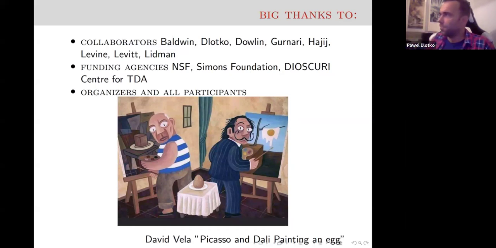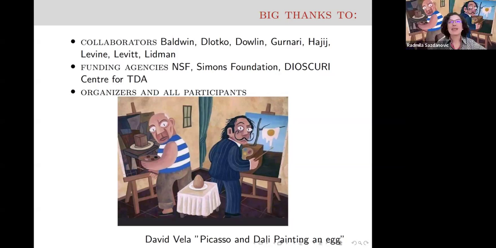And Radmila actually showed those plots where we vary the epsilon just to make sure that what we see is not a ghost in the machine. So Radmila actually carefully chose her background photo, which is also the last slide that I think illustrates our approaches really well. If I may add, it's not going to be a useful comment, but it's the way that I think about it. It's a work of David Vella about a Picasso and Dali painting an egg, right? And they're both useful and beautiful in their own ways.